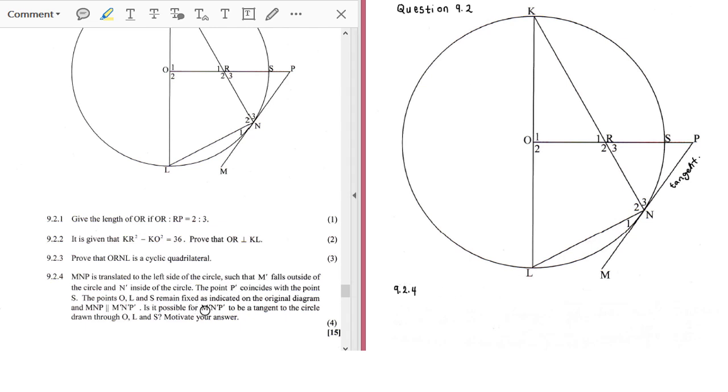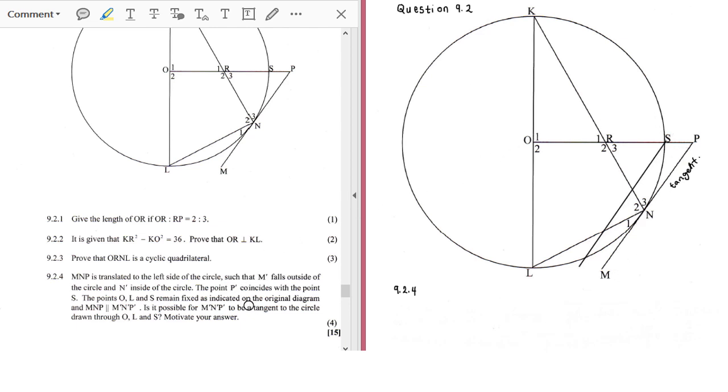Okay, it's a long story that talks about moving this tangent to the left-hand side of the circle, such that the new point M falls outside of the circle, and the new point P coincides with the point S. So in other words, what they're trying to say is that we are going to move this tangent such that P is now going to be in the exact position where S is, and then the point M still has to be outside of the circle, so something like that.